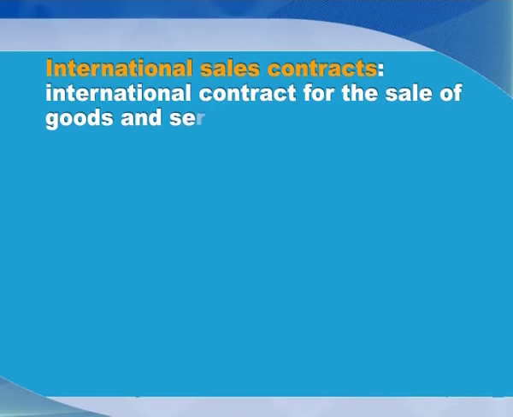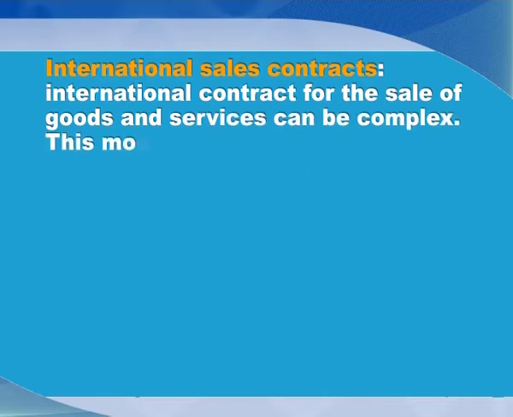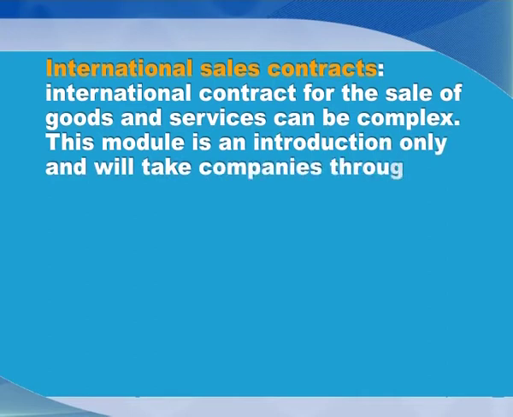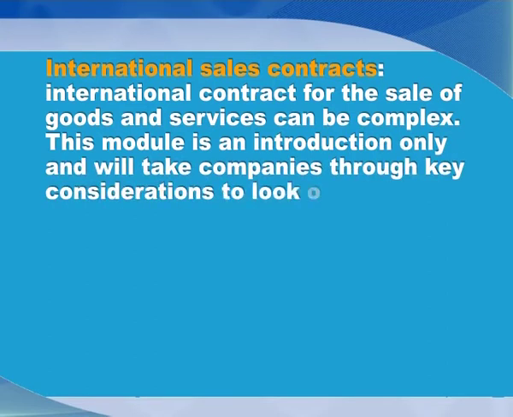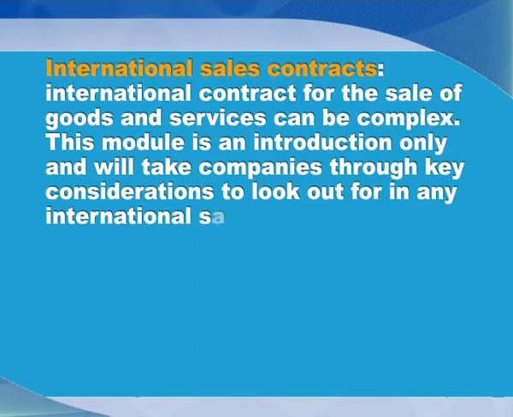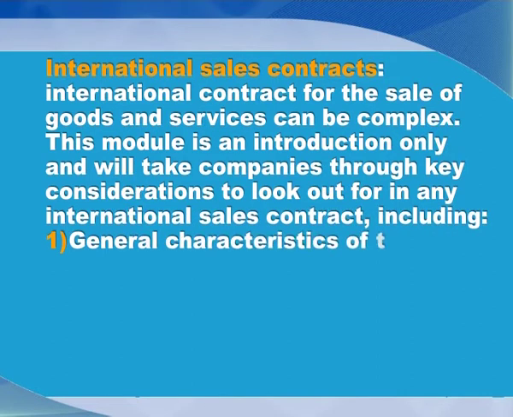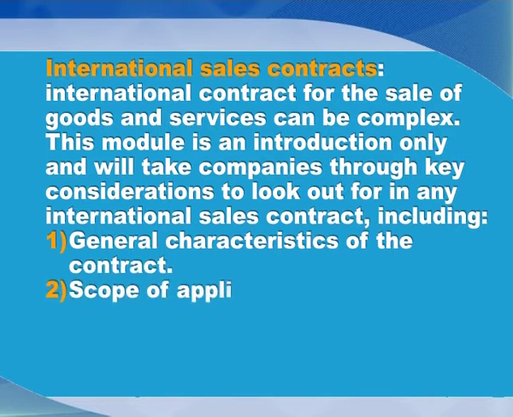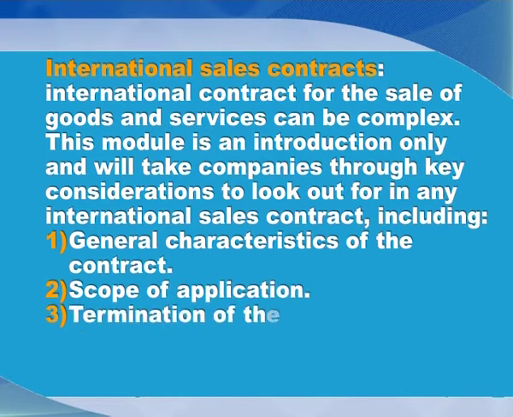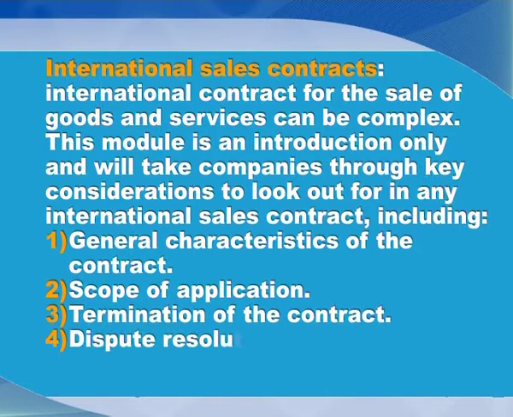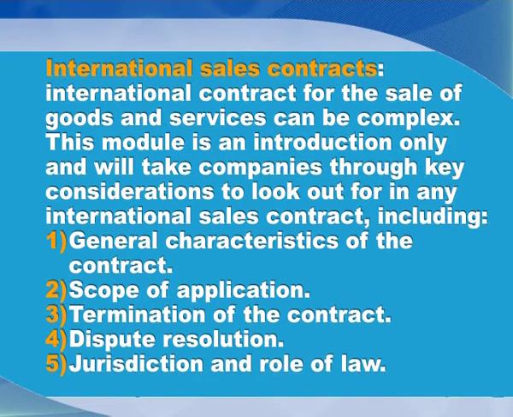International sales contracts. International contracts for the sale of goods and services can be complex. This module is an introduction only and will take companies through key considerations to look out for in any international sales contract, including: first, general characteristics of the contract; second, scope of application; third, termination of the contract; fourth, dispute resolution; fifth, jurisdiction and choice of law.